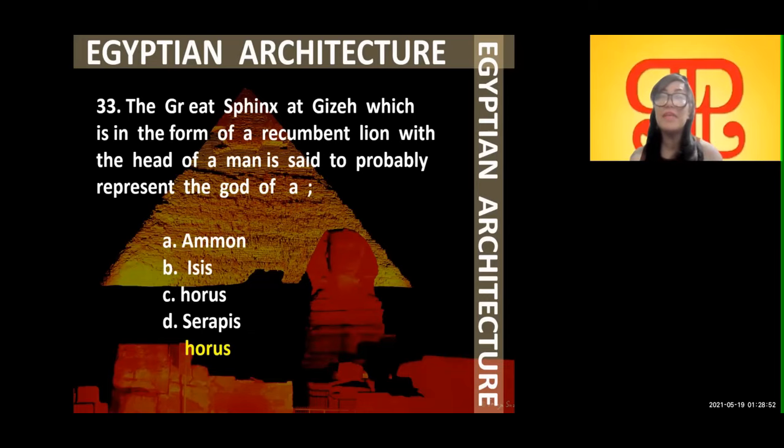We have three types of sphinxes. All of them have the body of a lion. The androsphinx has the head of a man. The other one is the criosphinx, which has the head of a ram and the body of a lion. And the third one is the hieracosphinx, head of a hawk, body of a lion.